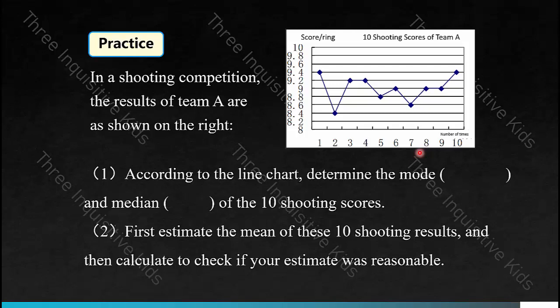The mode of these scores is ring 9 because most dots appeared on 9. And the median is also ring 9 because that's the middle number from top to bottom. First, estimate the mean of these 10 shooting results and then calculate to check. Again, all you have to do is add all of these values up and then divide it by 10. So that would be ring 9 as well.